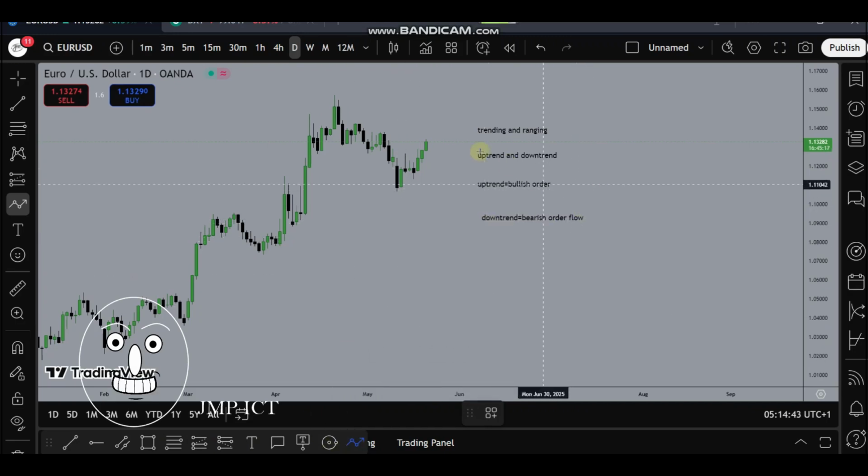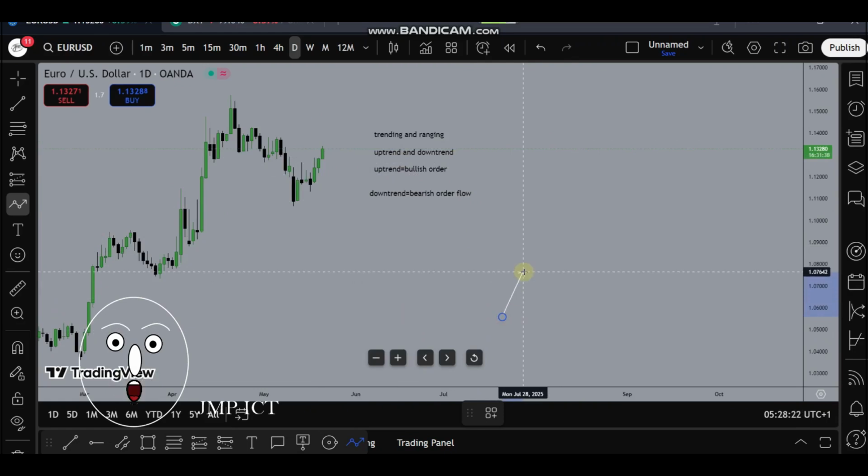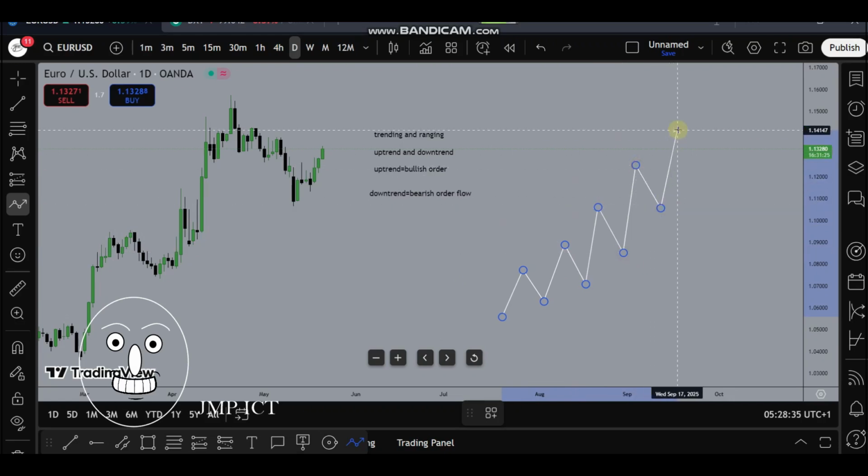Now, today I'm going to be focusing on bullish order flow. In my next video, I'll talk about bearish order flow. For the bullish order flow, it means price is creating a pattern going to the upside. Price makes a high, makes a lower low, makes a higher high, makes a lower high, makes a higher high, makes a lower high, makes a lower high. And now we have a shift in trend.